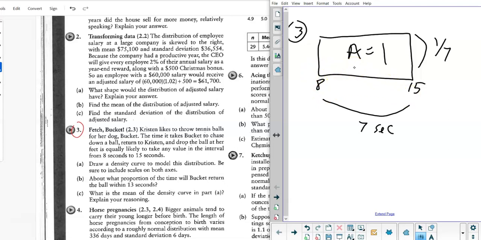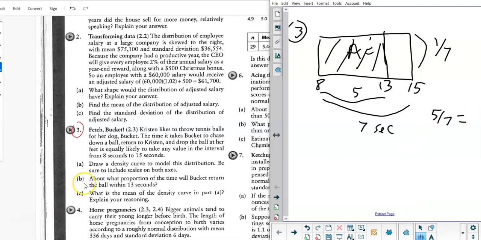Okay, so what proportion of the time will Bucket return the ball within 13 seconds? So within 13 seconds is like all of this, right? So that's 13. So that's a distance of 5. So 5 times 1/7 is 5/7. So whatever that is, as a decimal, type into your calculator, you get the answer for that one.